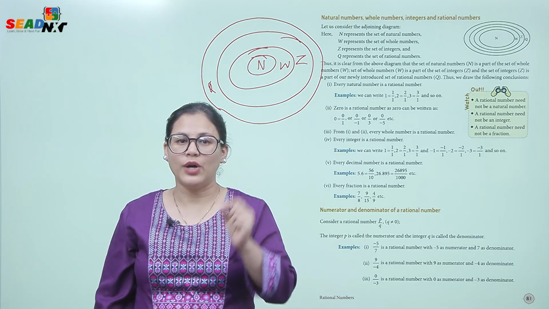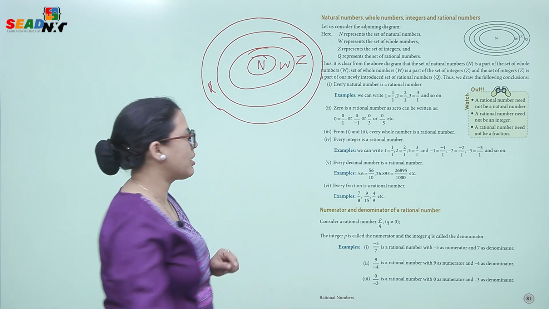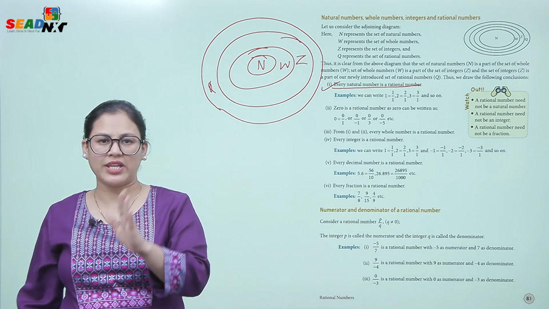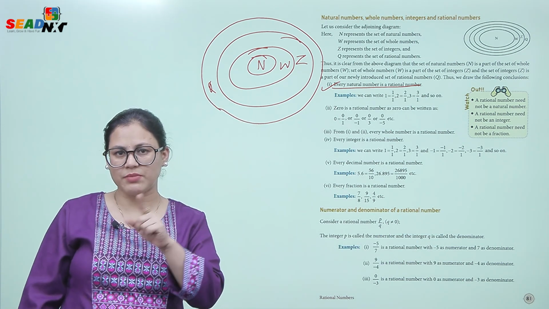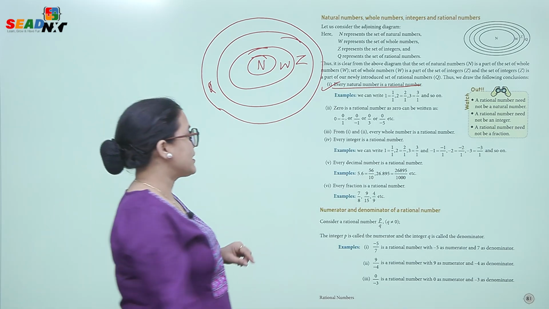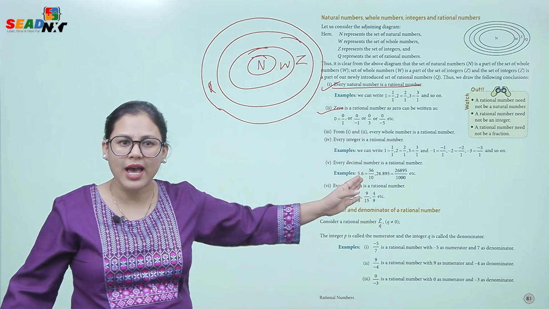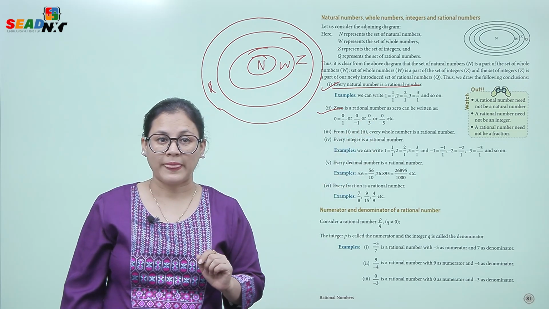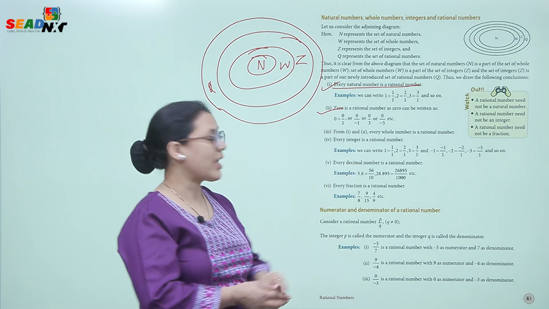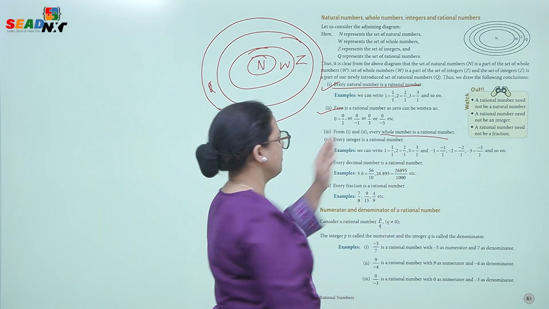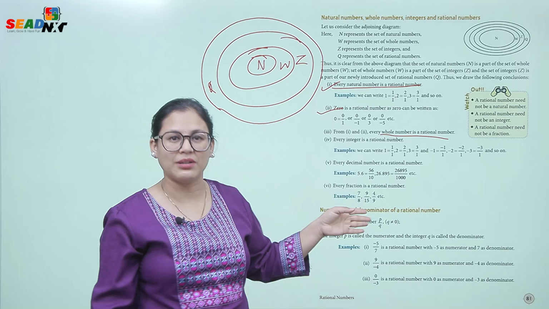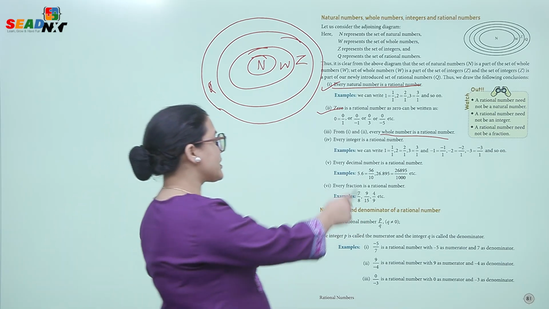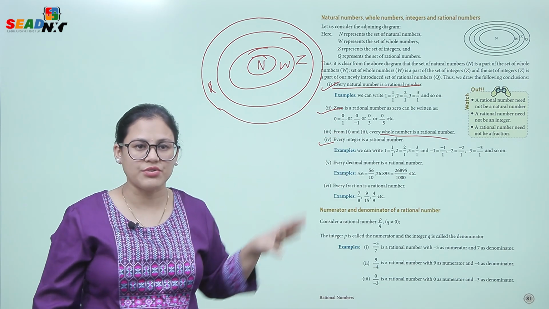Thus, we draw the following conclusions. Number 1, every natural number is a rational number, okay, because 1 is a natural number, we can write it as 1 by 1. 2 is a natural number, we can write it as 2 by 1, okay. Number 2, 0 is a rational number, as 0 can be written as 0 by 1, 0 by minus 1, 0 by 3. So, 0 is also a rational number. And number 3, from 1 and 2, every whole number is a rational number, because 1 is a whole number, 0 is also a whole number, right? So, every whole number is a rational number. And number 4, every integer is a rational number. So, these are the 4 conclusions, okay.